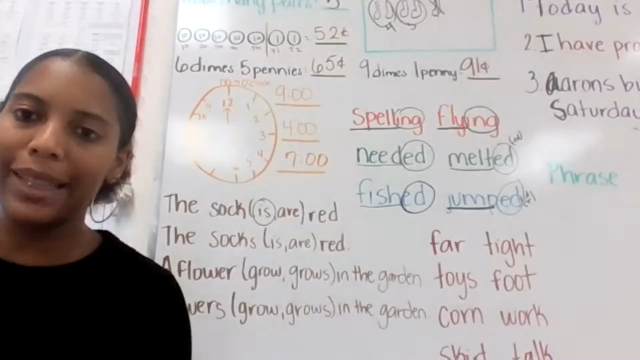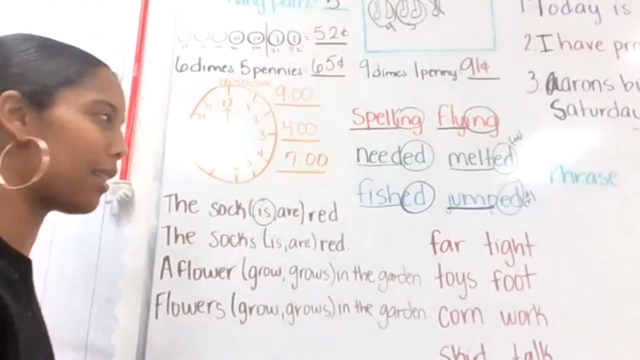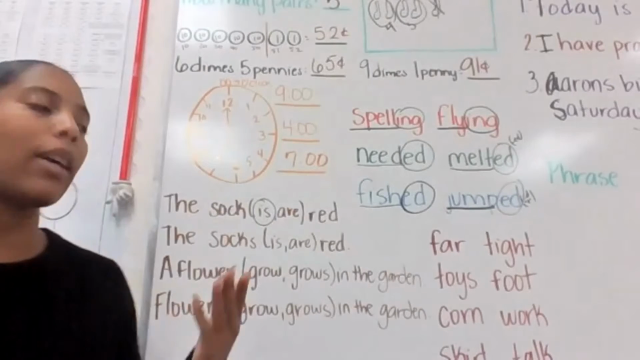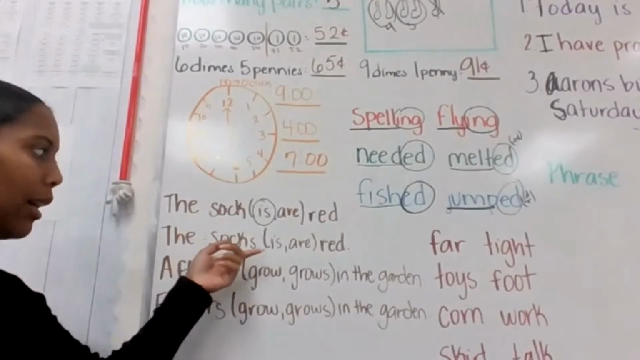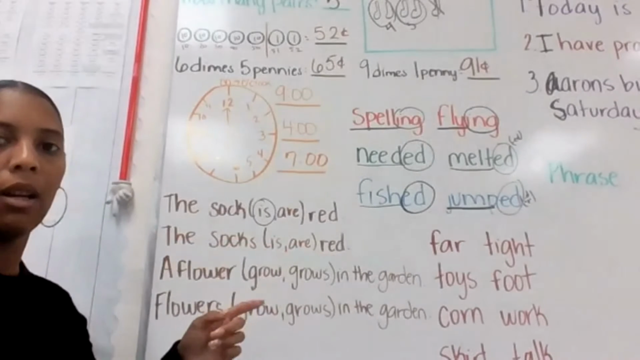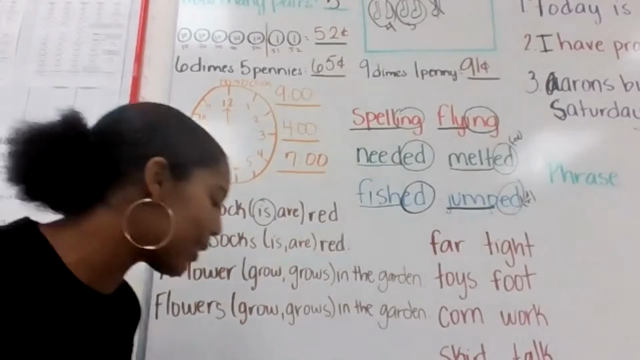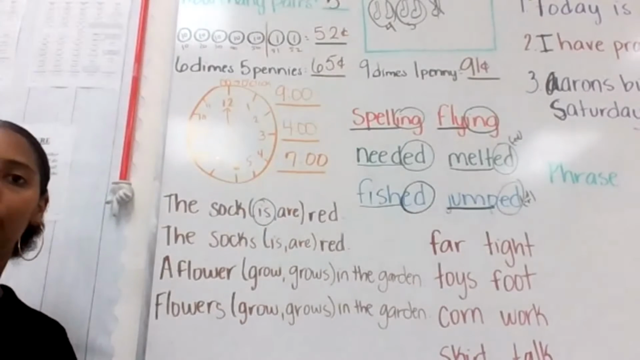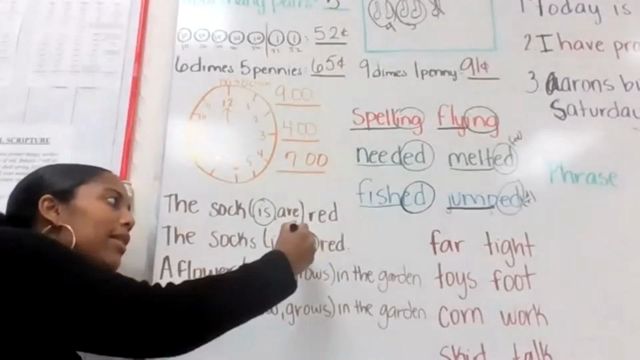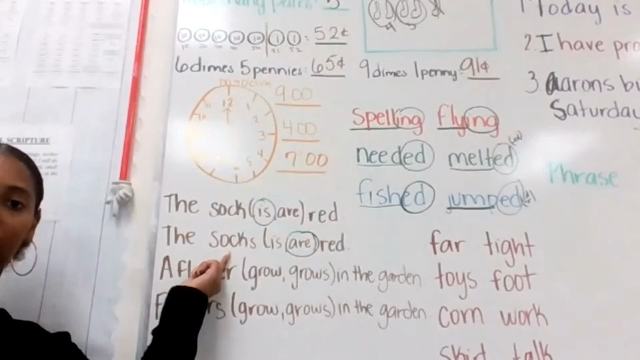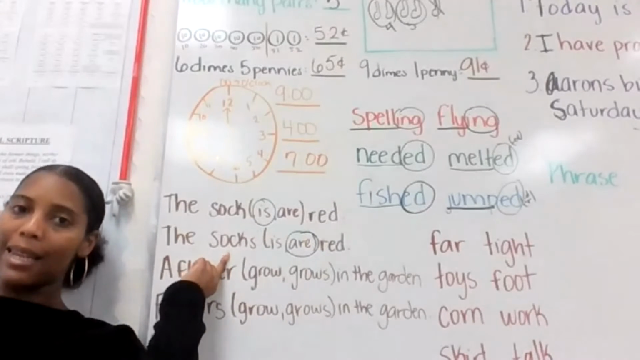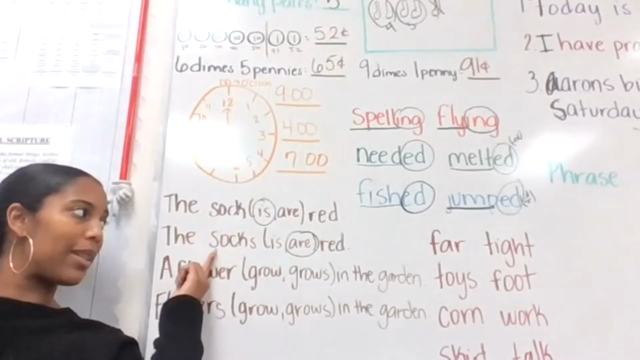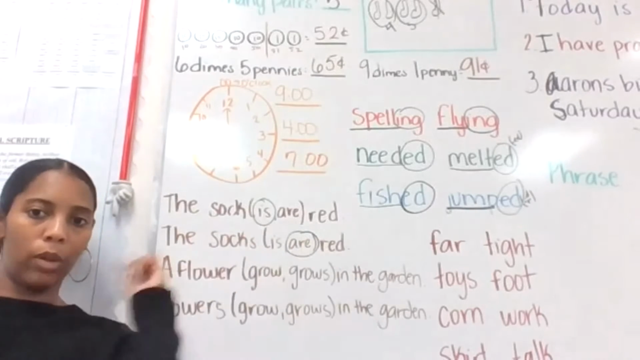So we have to make sure that it makes sense when we say a sentence. I wouldn't say the sock are red. The sock is red. Now look at this one. The socks is or are red. Which one will go in this one? Mariah? Are. This one I would say are, and that's because sock changed. Now it's socks with an S instead of sock without the S. So because this changed, now I would say the socks are red.